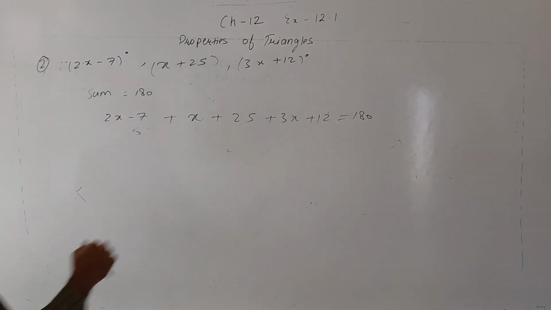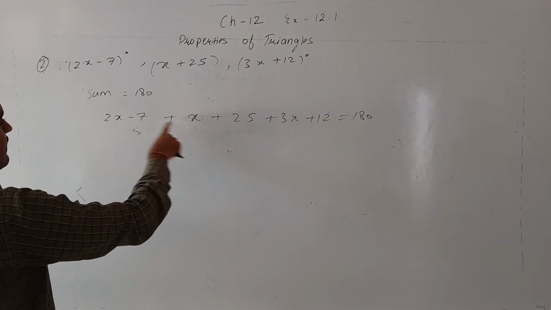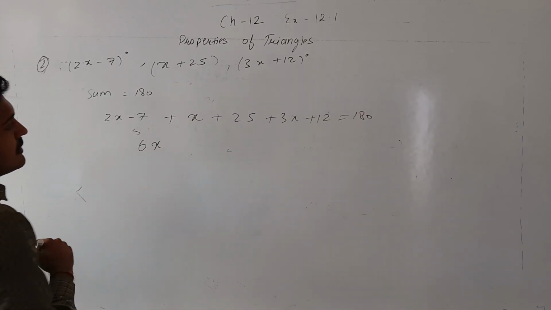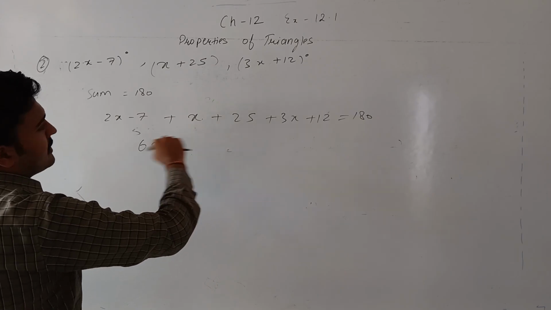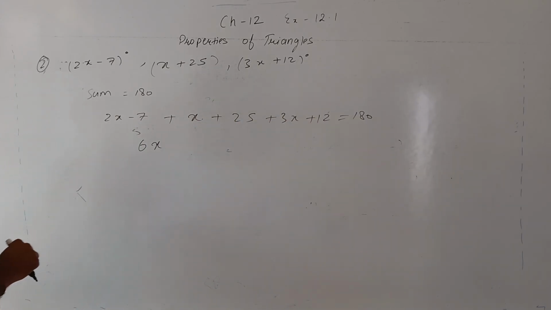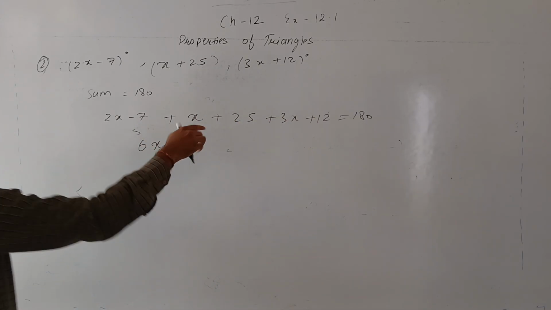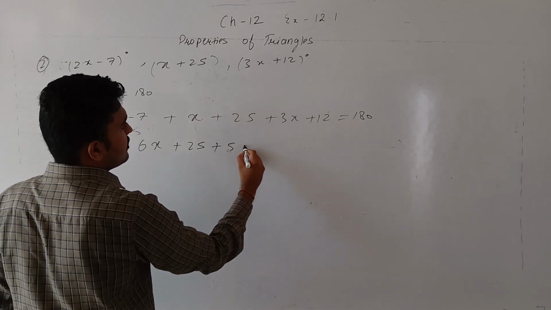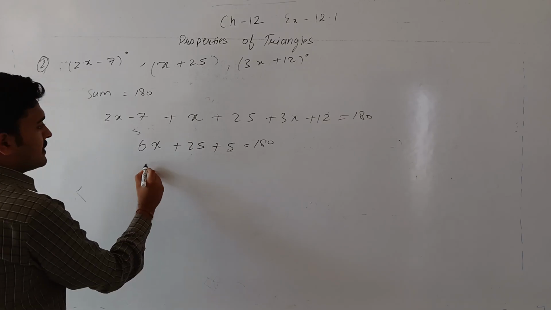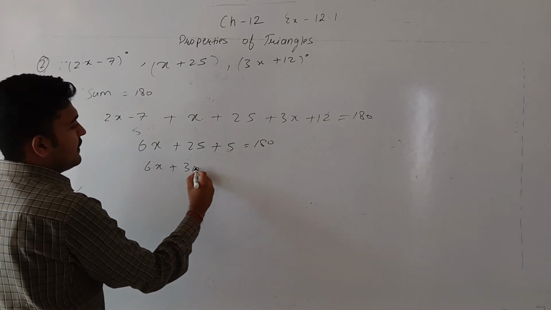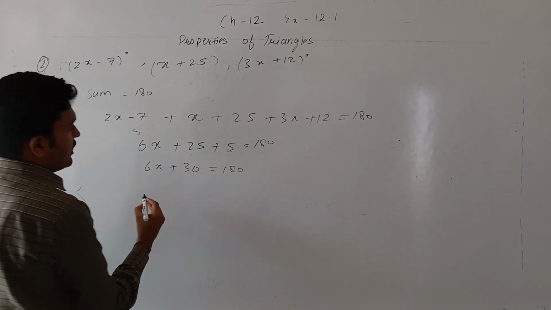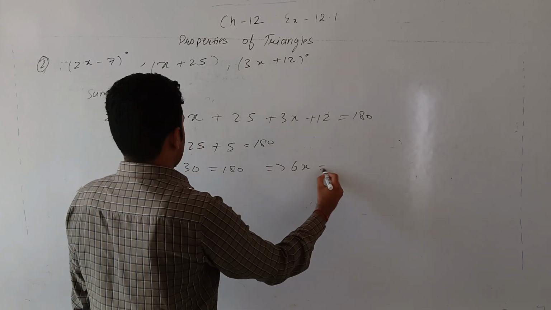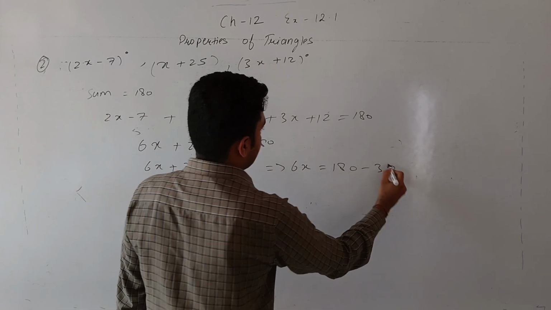So we have 3x plus x plus 2x is equal to 6x, and the constants are 12 minus 7, which is equal to 5, and 5 plus 25 is 30. So 6x plus 30 is equal to 180. Therefore 6x is equal to 180 minus 30.